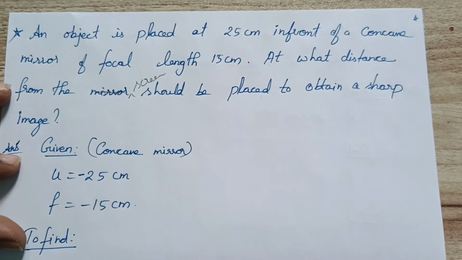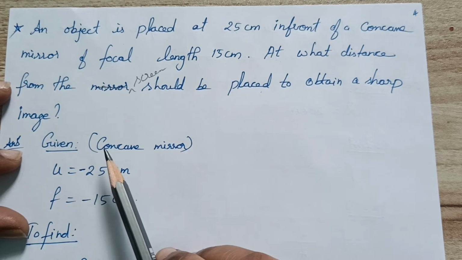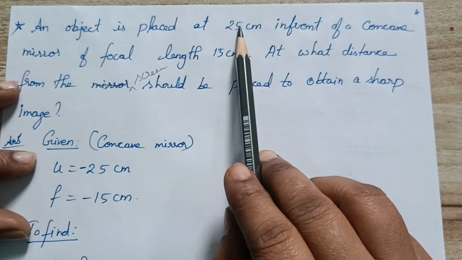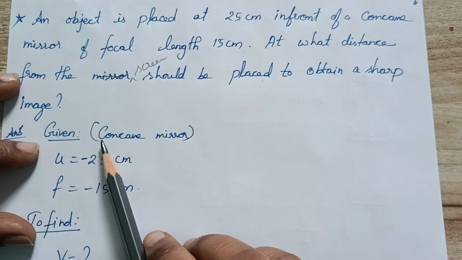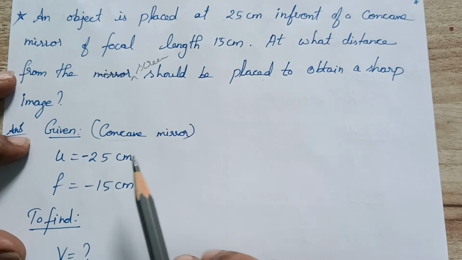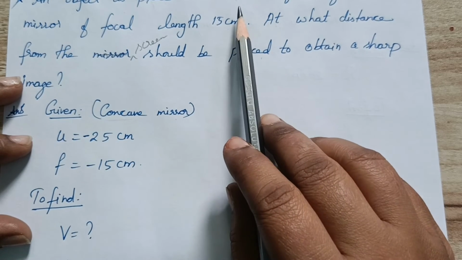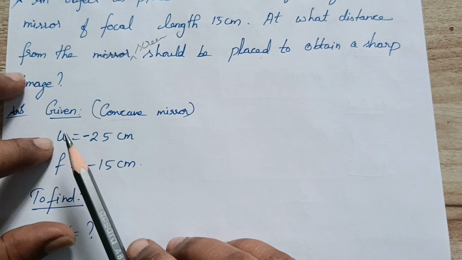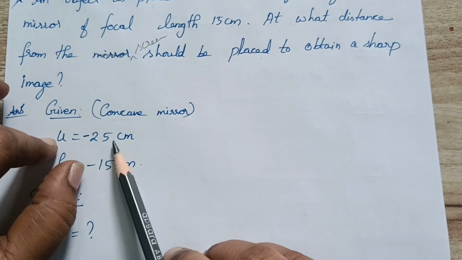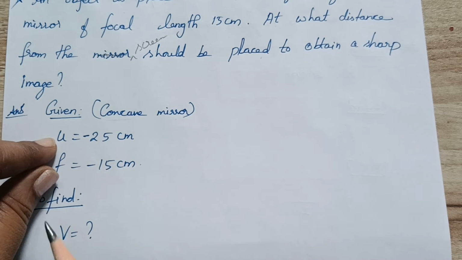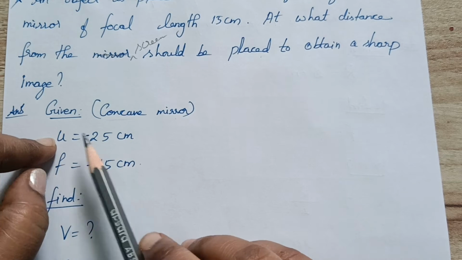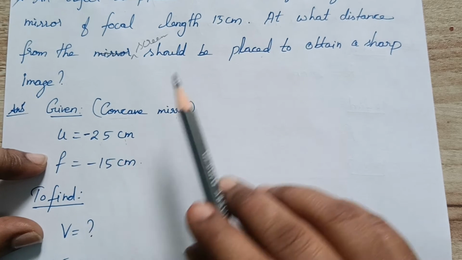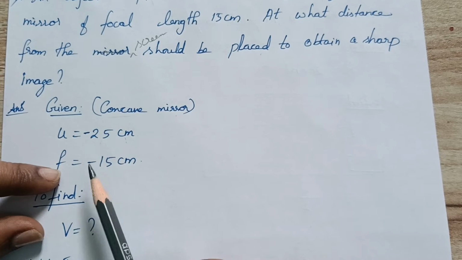Okay, so what is given? The object is placed 25 centimeter in front of the concave mirror. So we are going to use the concave mirror. Object distance is represented by u. Whether it is a concave mirror or convex mirror, u is always negative, right? So minus 25 centimeter. While writing the given itself, we'll put the signs.